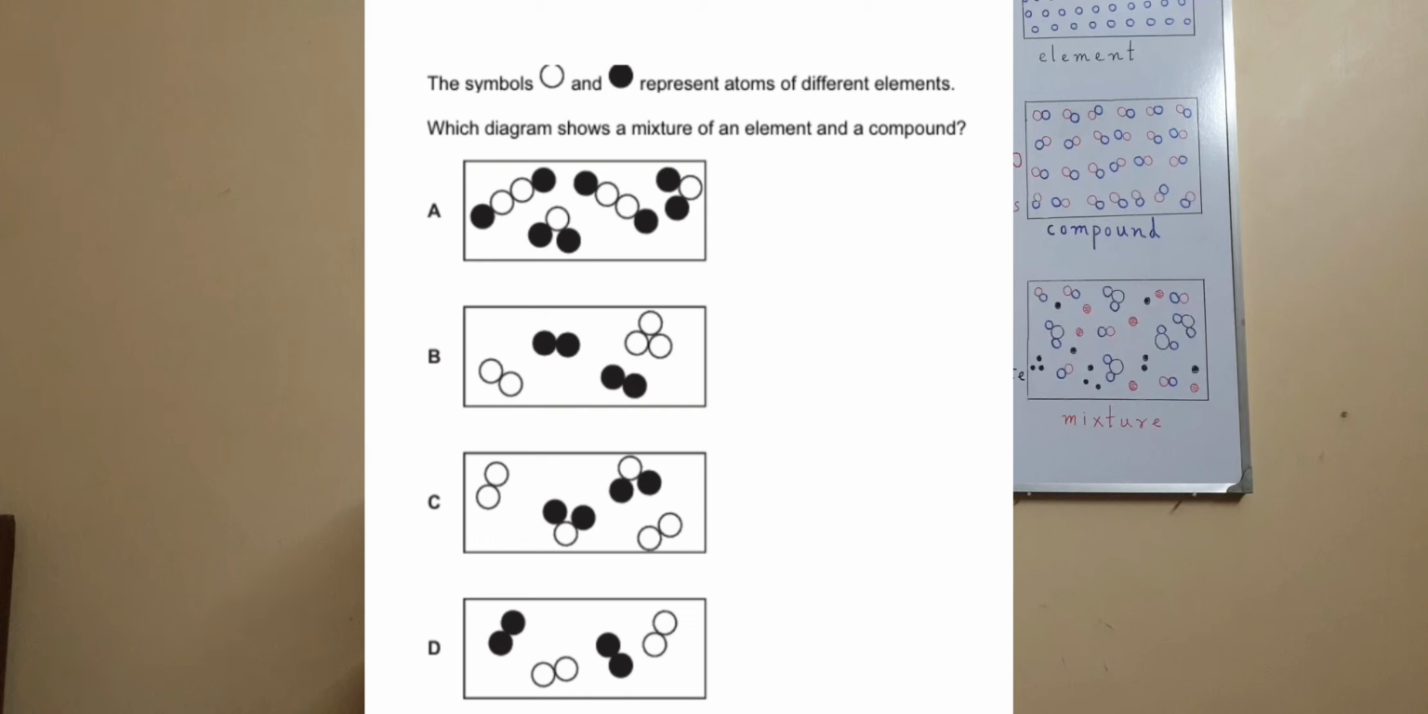Question number 6. The symbols are representing atoms of different elements. Which diagram shows a mixture of element and compound? So here it is not A, it is not B, it is C. Diagram C is showing the mixture of elements and compounds.